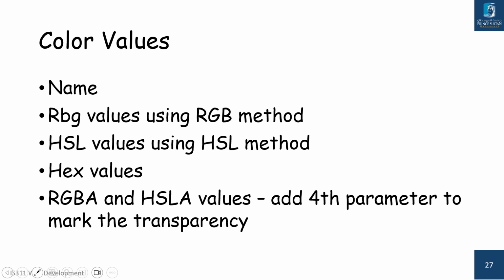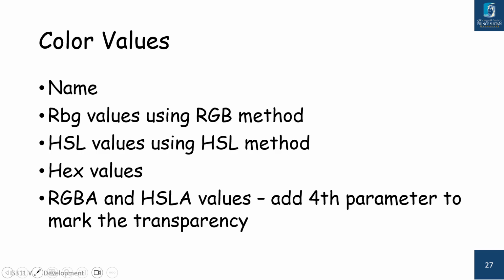Then we also have the HSL. HSL is hue, saturation, and lightness. Okay, so just like the RGB, we have three values. We also have the HSL method, which also takes three values as an input and gives back the answer as a color. We can also specify these RGB values or the HSL values as a hexadecimal number.